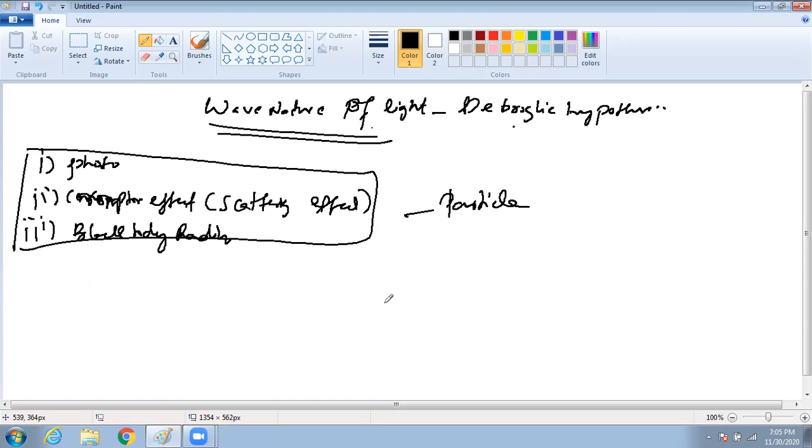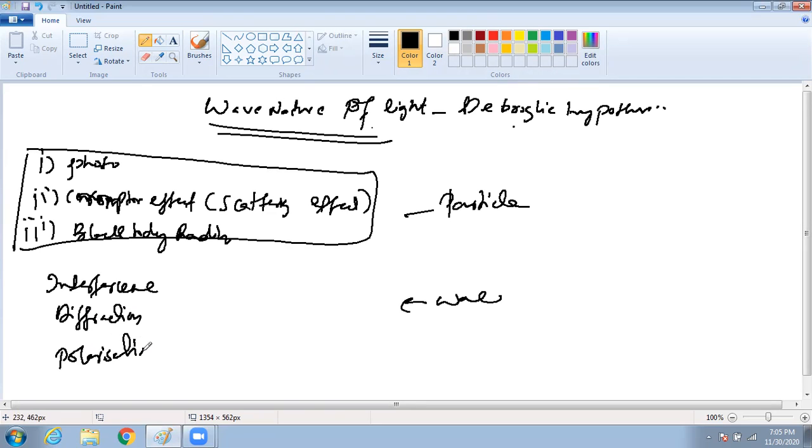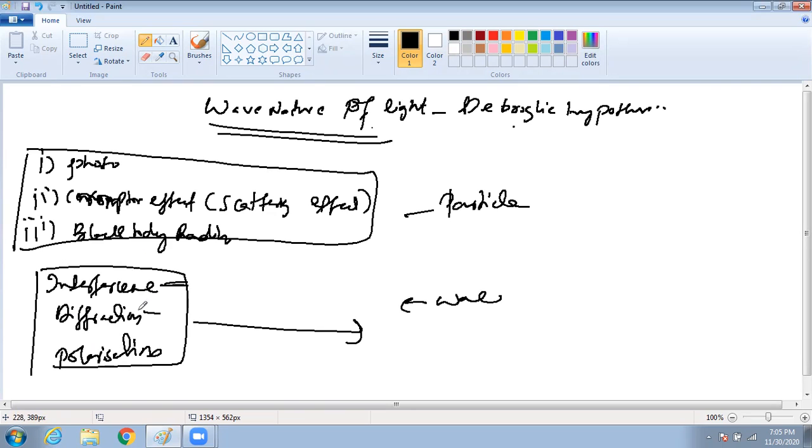And what else was there for wave? For a wave, it was interference, diffraction, and polarization. These are the three experiments which proved that light is a wave. Clear? You will study more about this in your BSc, if you're taking science as a major. If you're taking BSc physics, you will study more.